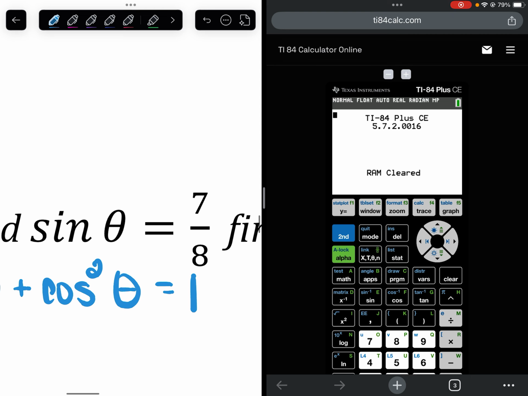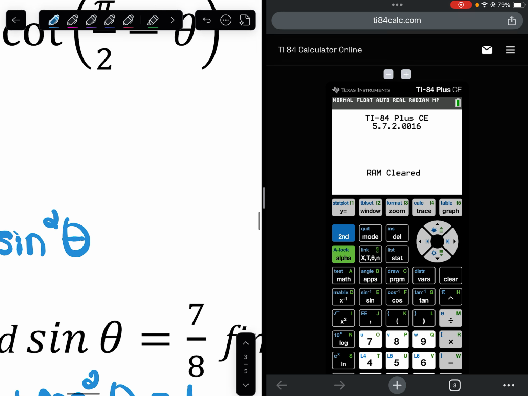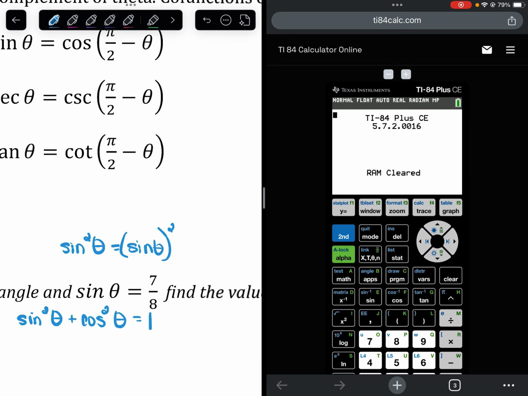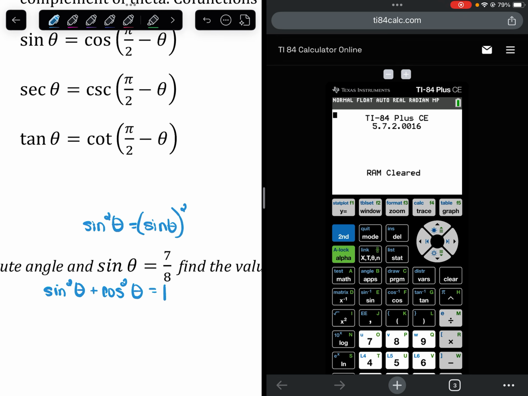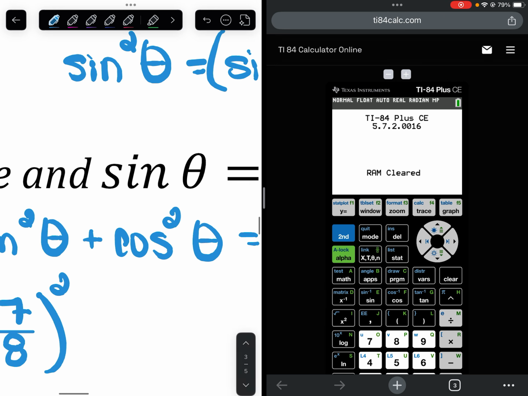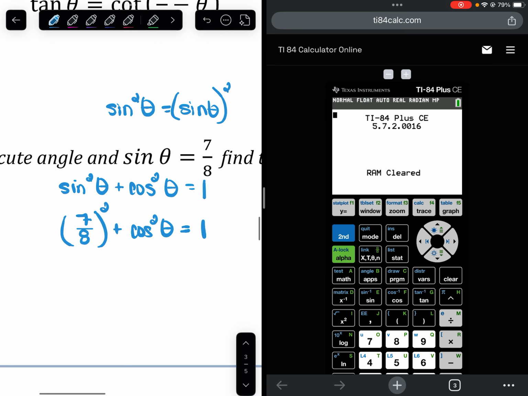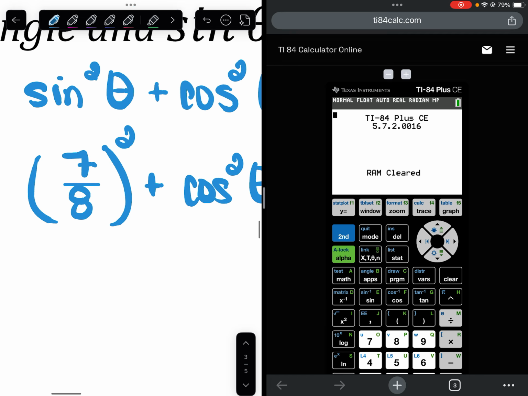If sine of theta is 7 over 8, sine squared of theta is 7 over 8 quantity squared. So just kind of a notational issue. This is how I like to write sine squared, but it is equivalent if you like to do the sine of theta and then put the whole chunk in the exponent. It's the same thing. So if sine of theta is 7 over 8, I can plug in 7/8 for sine. And then it's quantity squared, that's sine squared, plus cosine squared of theta equals 1. All right, so 7/8 squared would be 49 over 64.